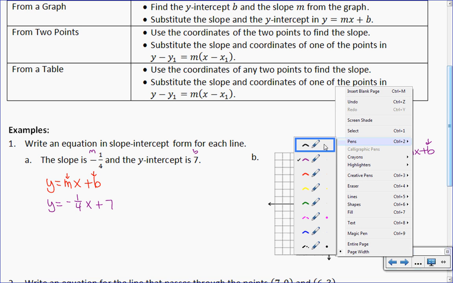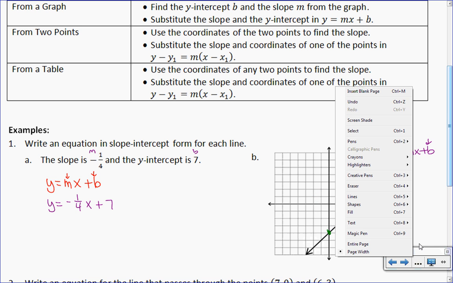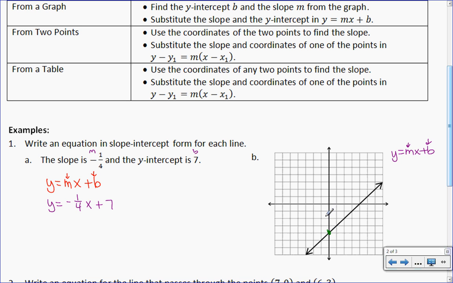So let's take a look at our graph. I can see really quickly right here where the graph crosses the y-axis is the y-intercept, and this is at negative 1, 2, 3, 4. This is at the point 0, negative 4. So right there is my value for b. I can find the slope by picking another point on this line. Let's go with that one right there.